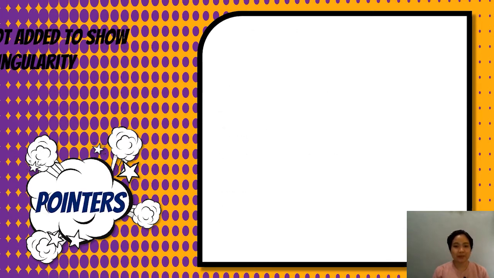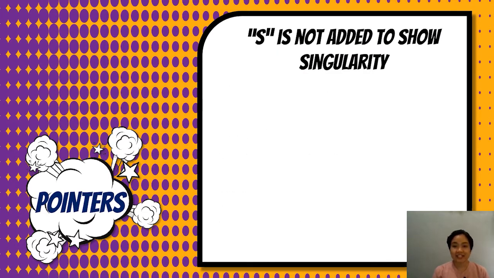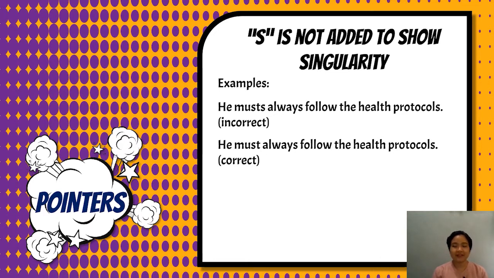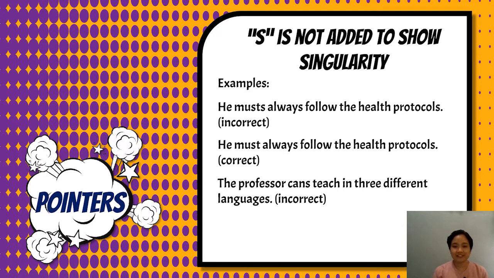Another pointer to remember is this. S is not added to show singularity. If your sentence has a singular subject, you cannot add S to modals just to show singularity. Example: he musts always follow the health protocols. Even though modals are also known as modal verbs, S is not added if you mean to say singular. It must be like this. He must always follow the health protocols.